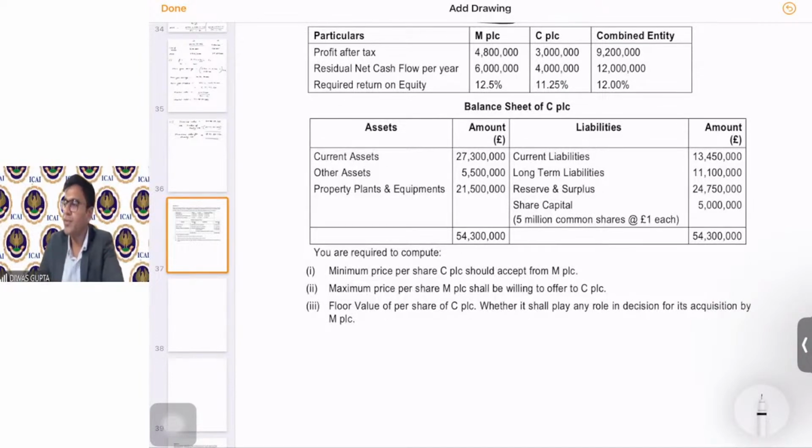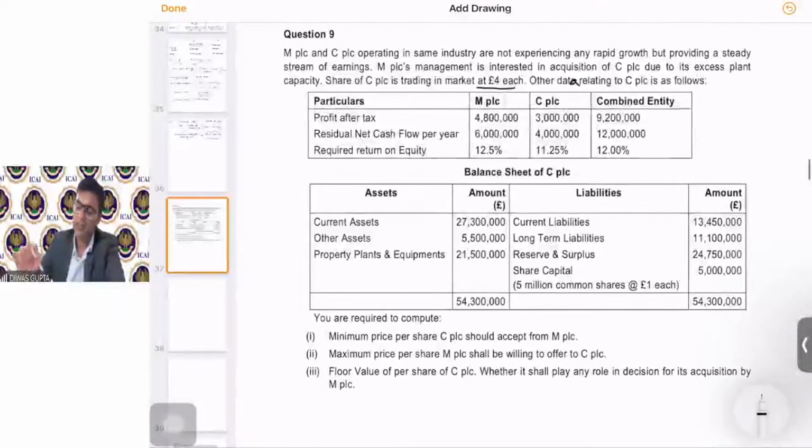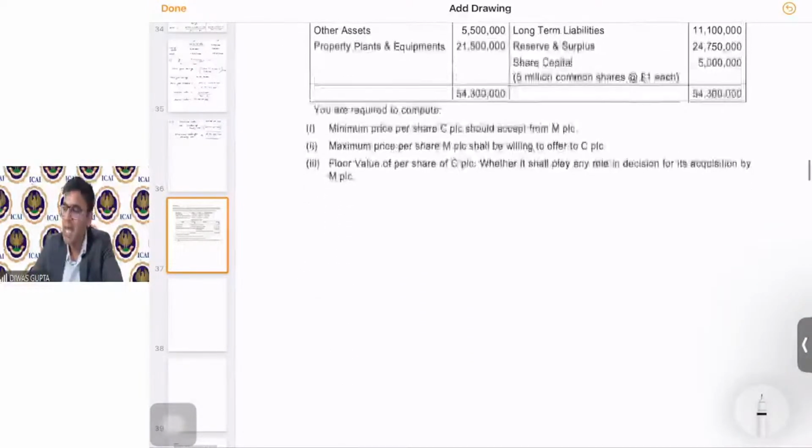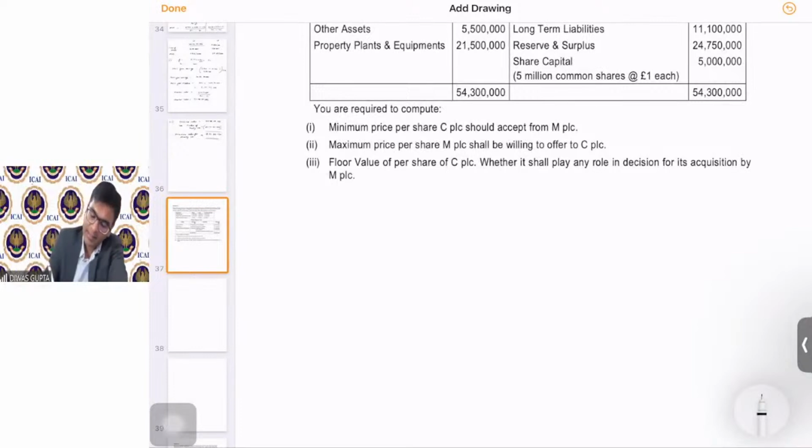So students, now if you see, first of all, from the valuation perspective, what information is given to you? You have been given the residual cash flows and you have been given the cost of equity. So using this, can you compute the value of C and M respectively?